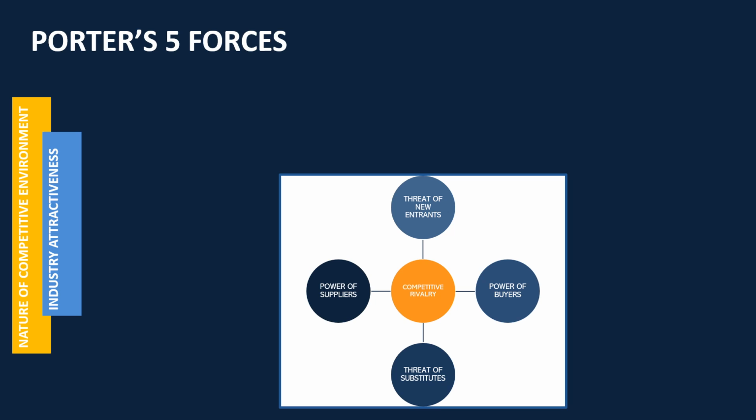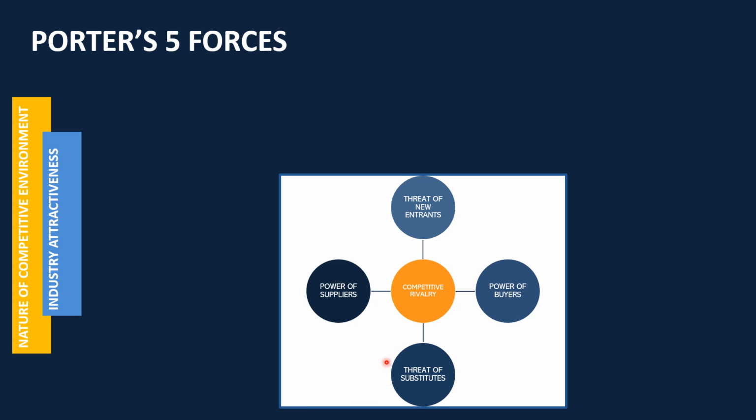Porter's 5 forces model identifies these 5 competitive forces, as you can see on screen, them being competitive rivalry, the bargaining power of suppliers, threat of new entrants, power of buyers, and threat of substitutes. This helps determine the level of profitability for an industry or for a company within an industry. Let's quickly go through these competitive forces.